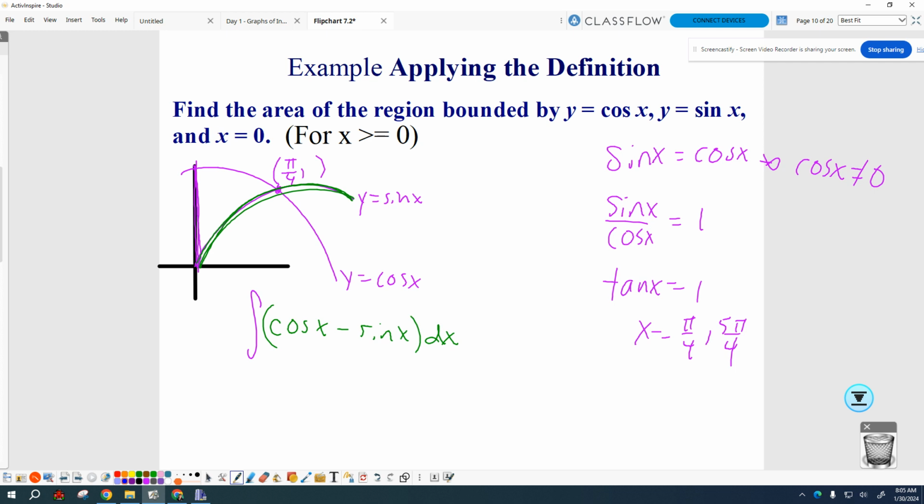Okay, in this we need to look at all the givens. Find the area of the region bounded by cosine x. Cosine's the pink curve.